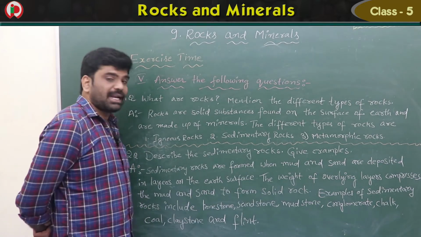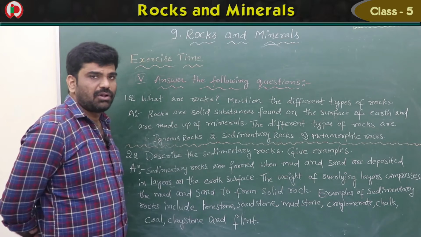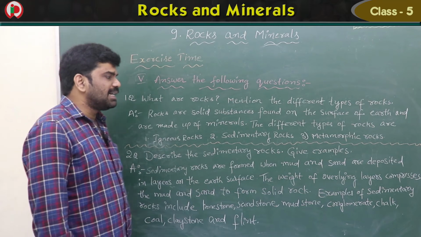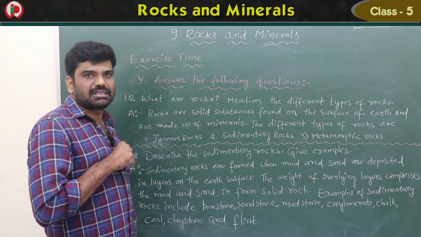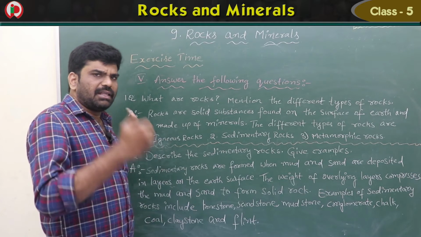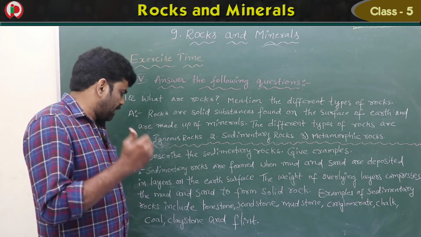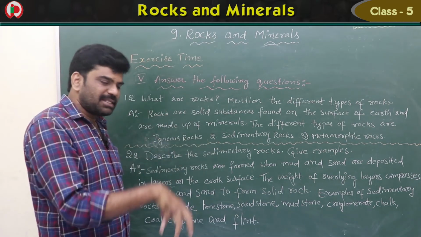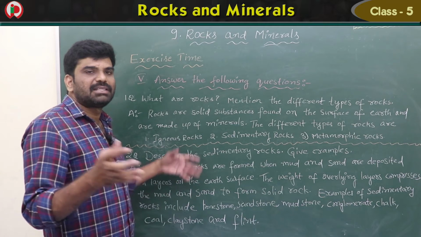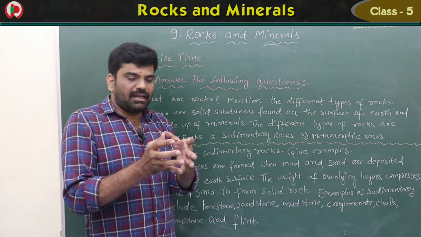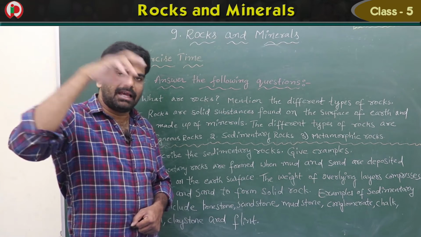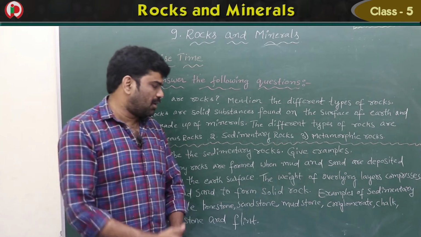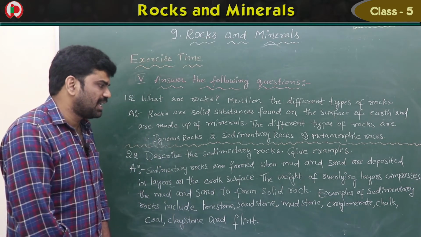Second question, describe the sedimentary rocks, give examples. Sedimentary rocks are formed when mud and sand are deposited in layers. So this mud and sand are deposited in layers on the earth's surface. The weight of the overlying layers compresses this mud and sand. Compressing means getting together. Overlying means the above layers or the upper layers. They compress this mud and sand to form a solid rock which is called sedimentary rock.